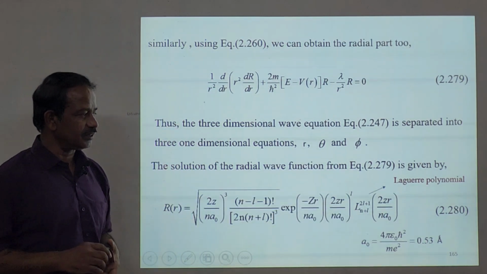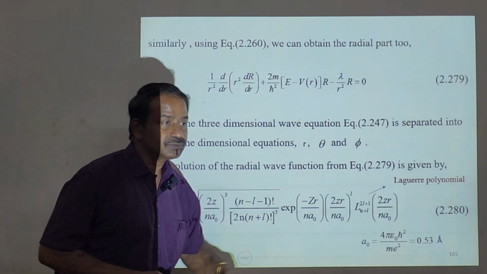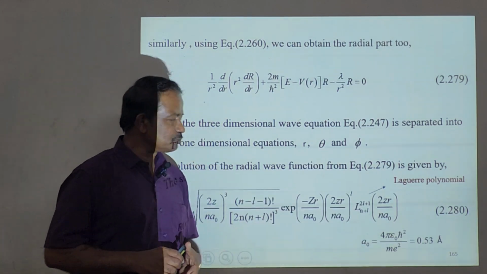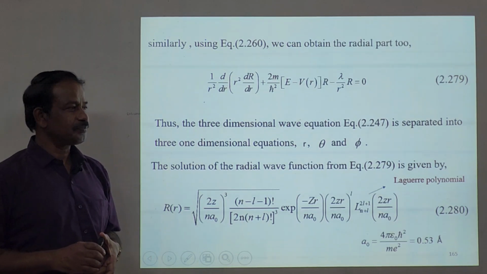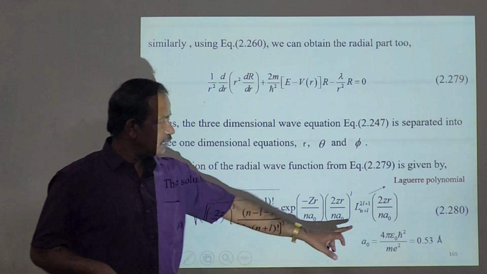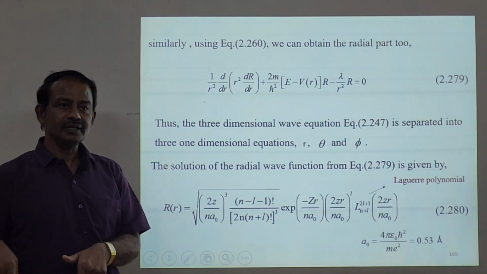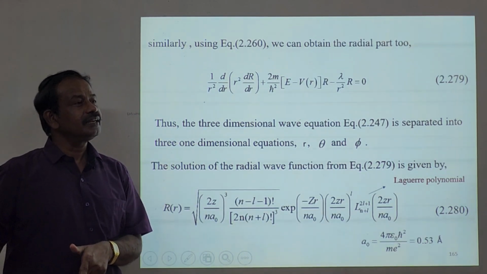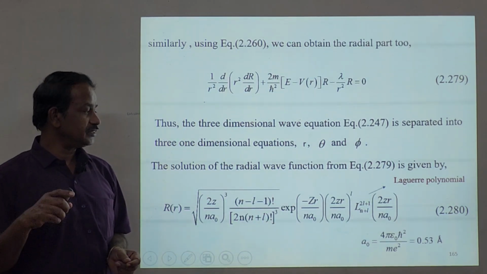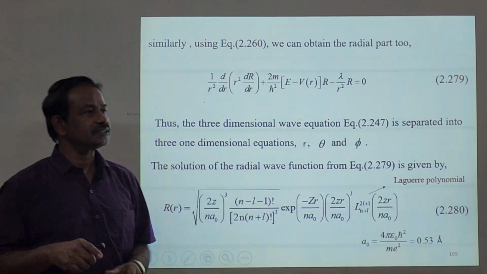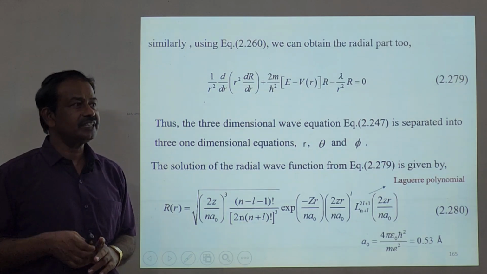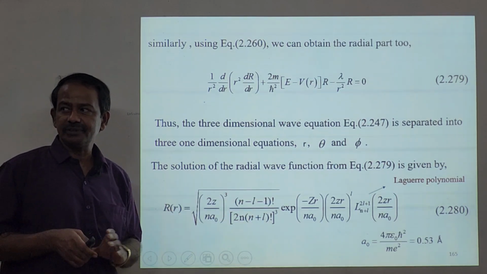L stands for the Laguerre polynomial, and your a0 stands for the Bohr radius, which is very, very important. So it is 4 pi epsilon naught h bar squared divided by m e squared. You substitute for epsilon naught 8.85 into 10 power minus 12 SI unit, and your h bar will be h divided by 2 pi. Your h will be 6.63 into 10 power minus 34. m stands for 9.1 into 10 power minus 31 kg, and e equals 1.6 into 10 power minus 19 coulomb. You substitute, you will get 0.53 into 10 power minus 10 meters, that is 0.53 angstrom.